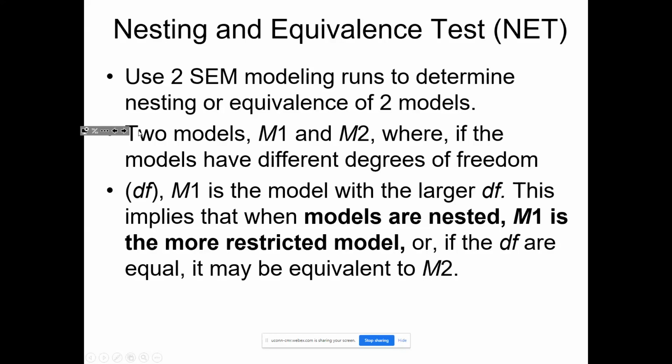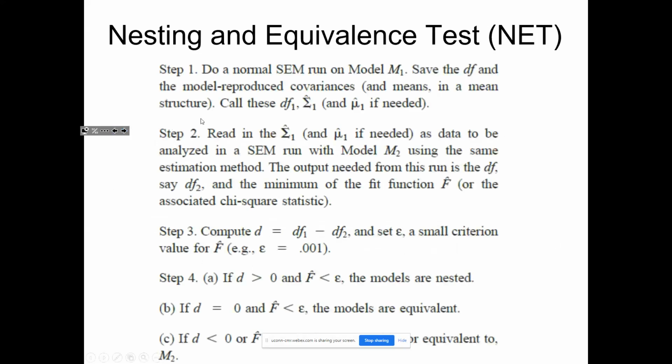Because, as I was just saying, if they're equivalent, you're going to get a chi-square change of 0, you're going to get a degrees of freedom change of 0, right? But if you're testing for nesting and you have two models that have different degrees of freedom, you're always going to start with the model with more degrees of freedom, which is the simpler model.